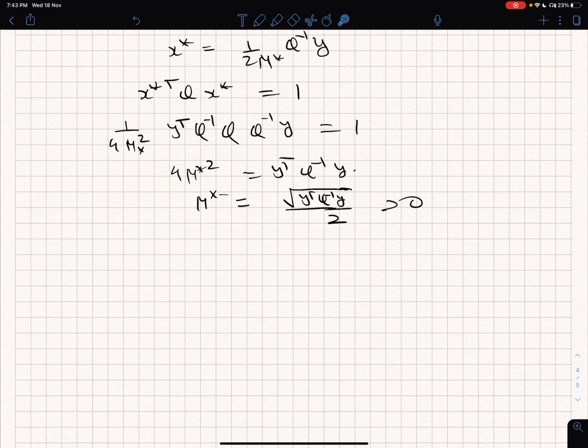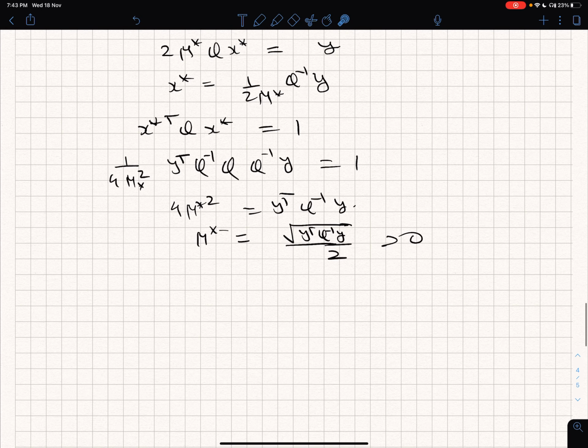And if y is a non-zero vector, which is the case, then y transpose q inverse of y, for q inverse being a positive definite matrix, is always greater than 0. So this positive square root, divided by 2, will give me mu star, which is greater than 0.